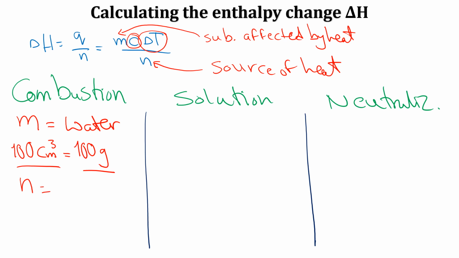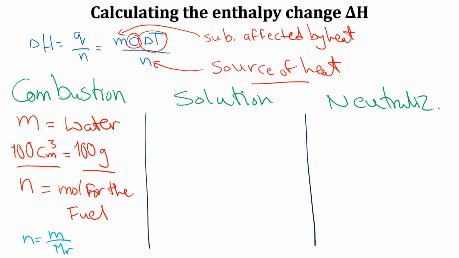What about the number of moles? Number of moles is always for the source of heat. What is the source of heat in the combustion reaction? It should be the moles for the fuel burned. It could be ethanol, methanol, or any other fuel burned, and we always consider n is equal to mass over molar mass. That's how you can calculate the number of moles of the fuel burned.